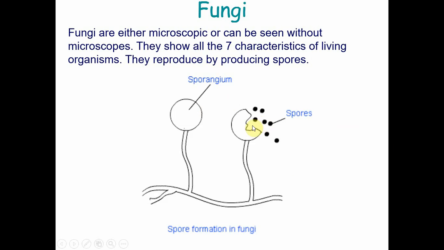The fungi show all the seven characteristics of the living organisms, and they reproduce by producing spores. So here are the spores. They get out of the fungi and they spread in the air, and when they land on a suitable environment, they grow to form a new fungus. It's something similar to the seeds in plants.